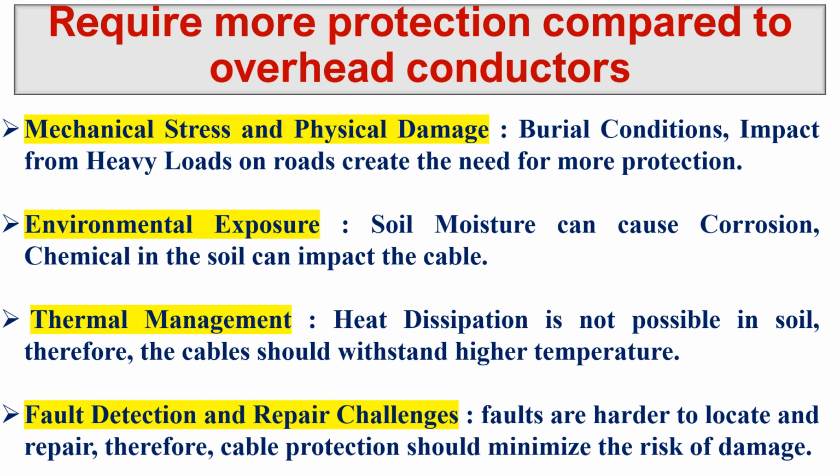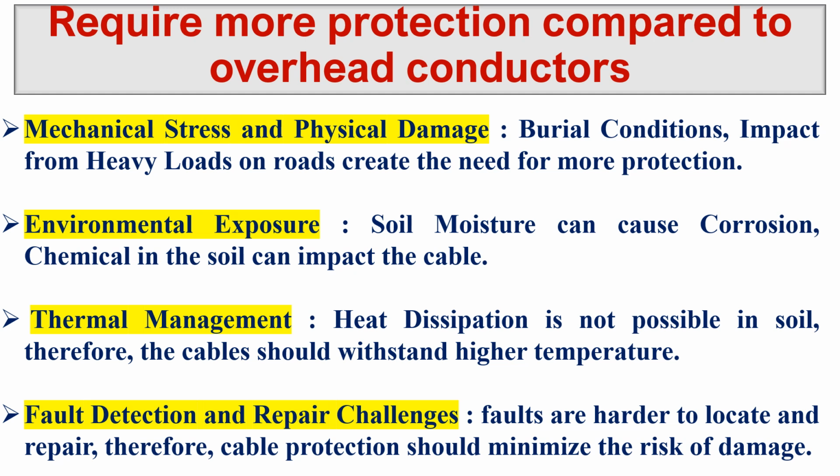Then environmental exposure. Soil moisture can cause corrosion. As I explained earlier, soil moisture can create corrosion on the cables or conductors. That's why we need more protection. And chemicals in the soil. Soil can have chemicals as well, or chemicals can be generated in the soil, and we need to protect the cable from those chemicals.